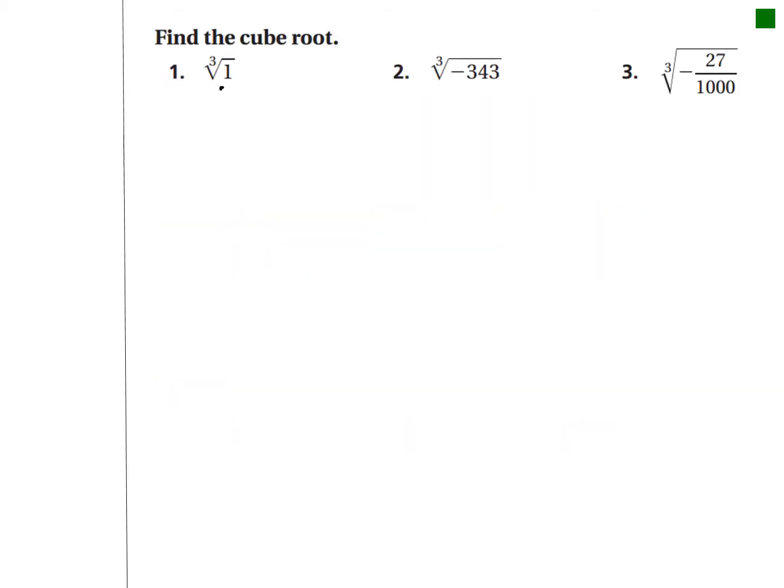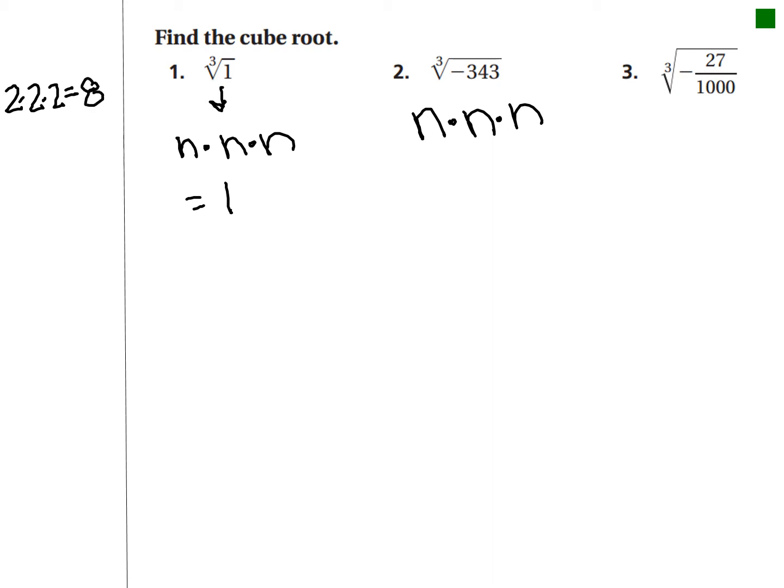Alright, if we're going to take the cube root of 1, we're thinking what times what times what is 1. The only answer to this one is 1. Number 2, we're thinking what times what times what is negative 343. I'm going to start with my little cheat: 2 times 2 times 2. 2 times 2 is 4. 4 times 2 is 8.